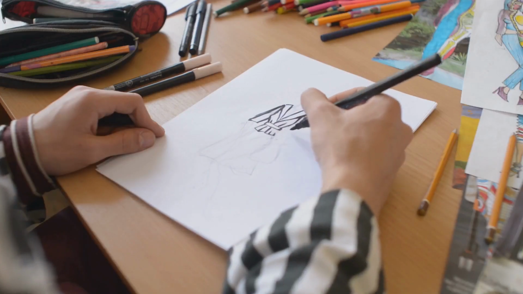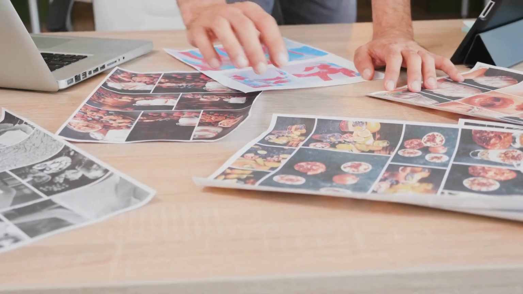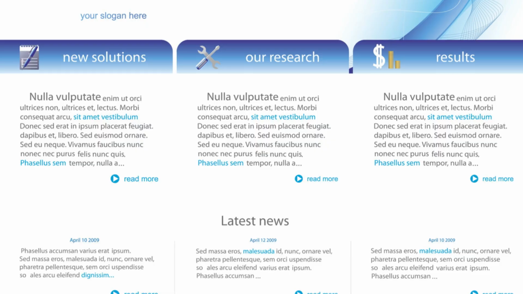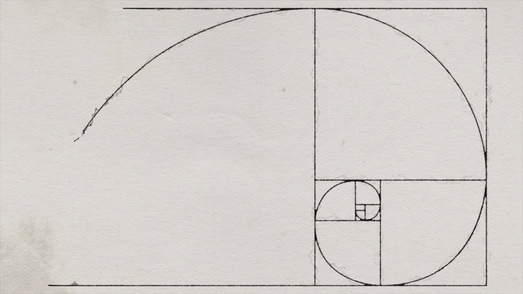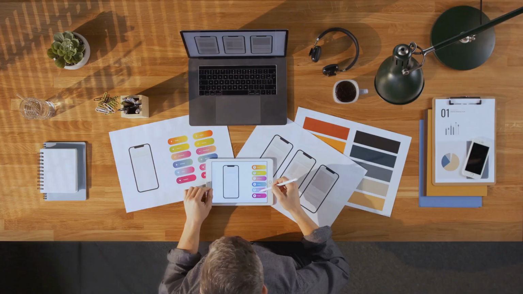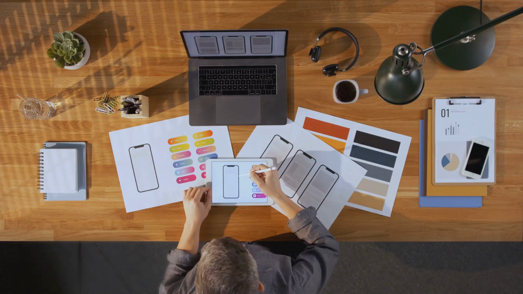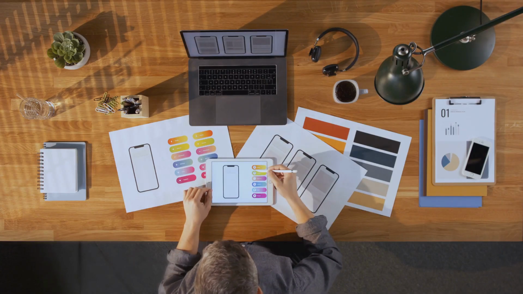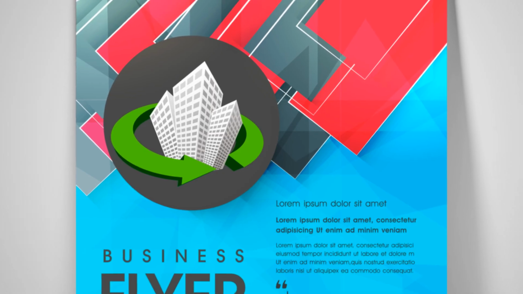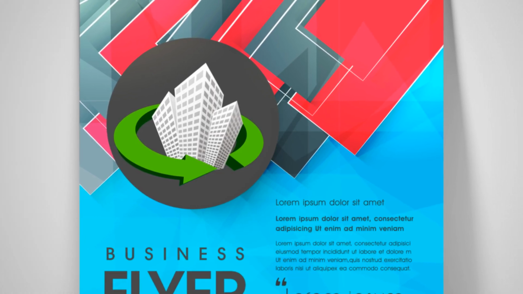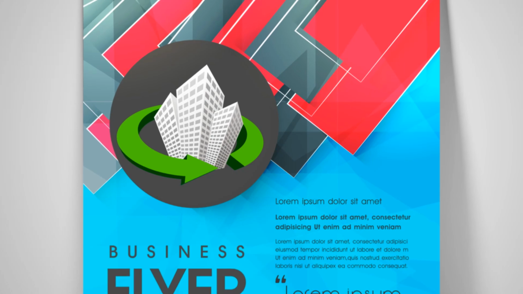Start by incorporating one or two principles into your next design project. Observe how even subtle shifts in element placement, the use of white space, or the application of the golden ratio can dramatically enhance the visual impact and effectiveness of your work. As you become more comfortable with these principles, you'll find yourself naturally incorporating them into your design process, creating visuals that are both aesthetically pleasing and highly effective in communicating your intended message.